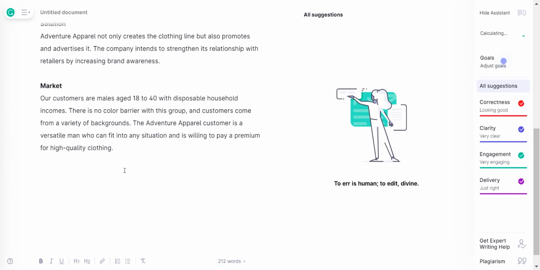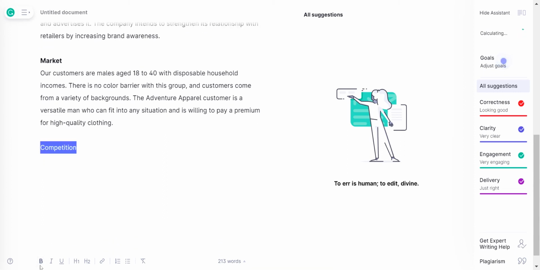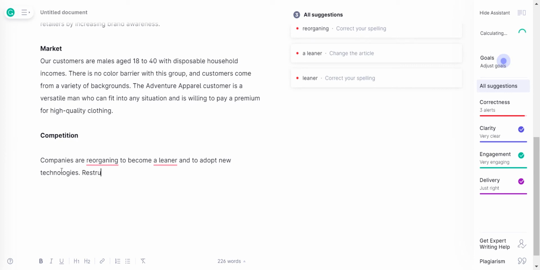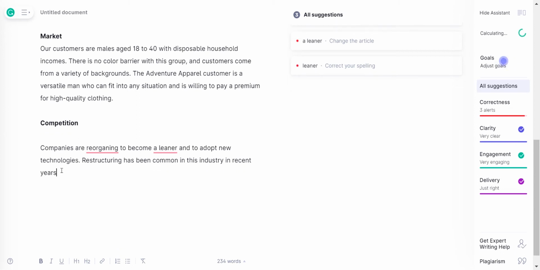So we're going to put here competition. So we also got to talk about our competition here. We're going to say companies are reorganizing to become leaner and to adopt new technologies. Restructuring has been common in this industry in recent years, as larger companies gain market position and cost cutting leverage.